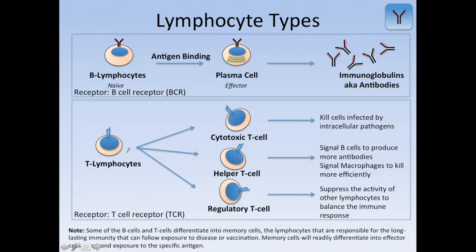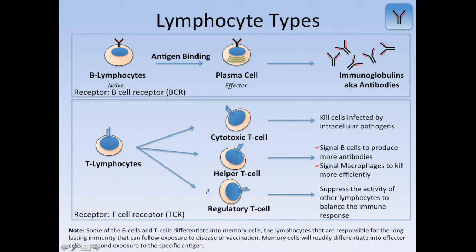And for example, with T lymphocytes, let's say this T cell receptor gets properly activated by whatever the pathogen may be, they can go to an effector T cell, and the effector T cell could be three different large umbrella types of cells. The first one is a cytotoxic T cell. Their function is to kill cells infected by intracellular pathogens. The second one is a helper T cell. They signal B cells to produce more antibodies. Also, they signal macrophages to kill more efficiently.